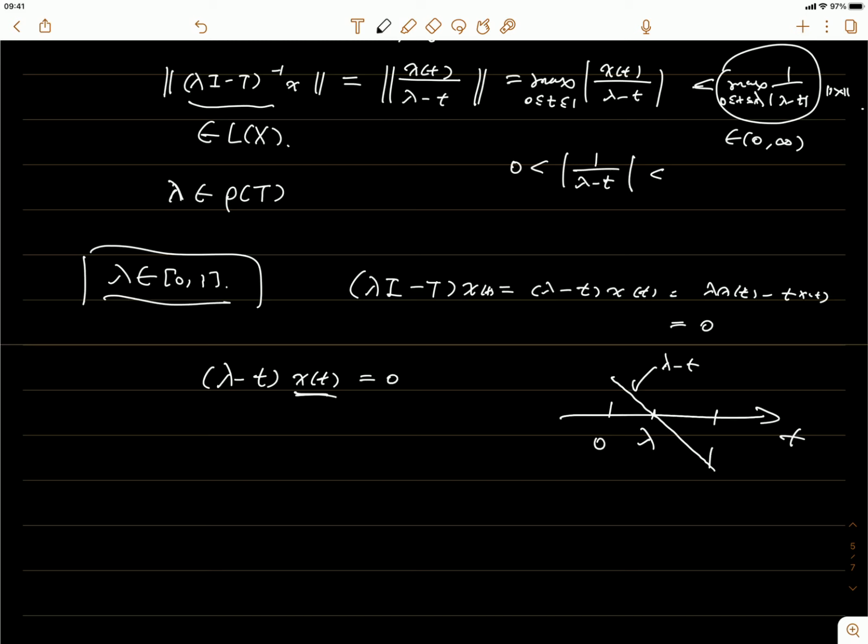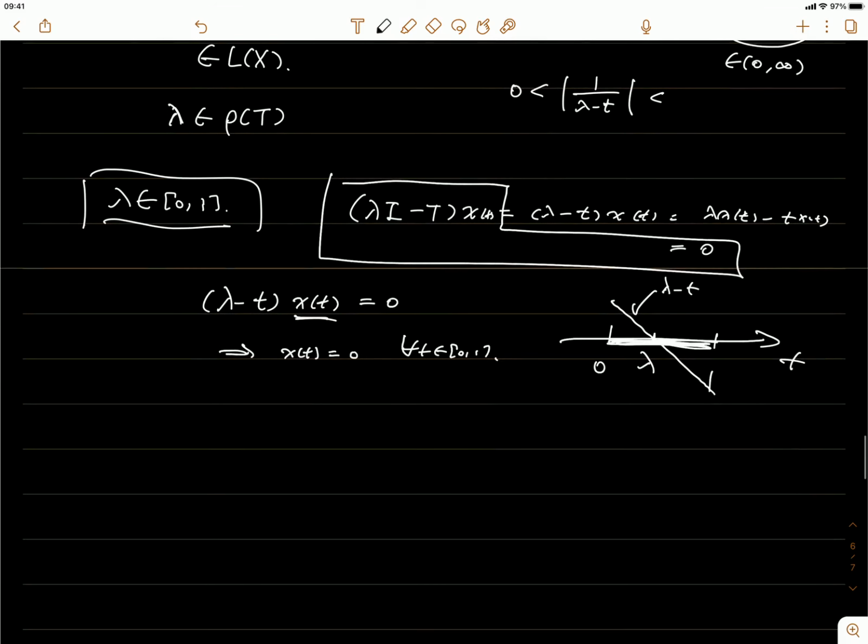Well, if this times x(t) is equal to 0 everywhere on this interval, and x(t) is continuous, then the only possibility is that x(t) itself is the 0 function. This implies x(t) must be equal to 0 for any t on the interval. And this means that this equal to 0 only has a unique solution, which is 0. That means λI minus T is indeed invertible. Okay, it's injective, so it's invertible.